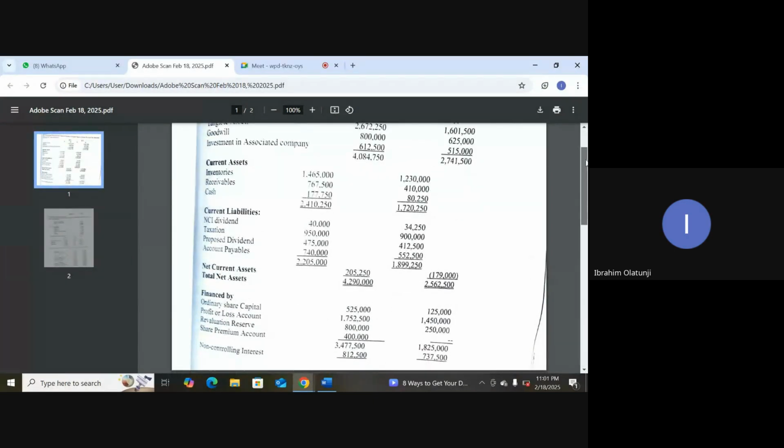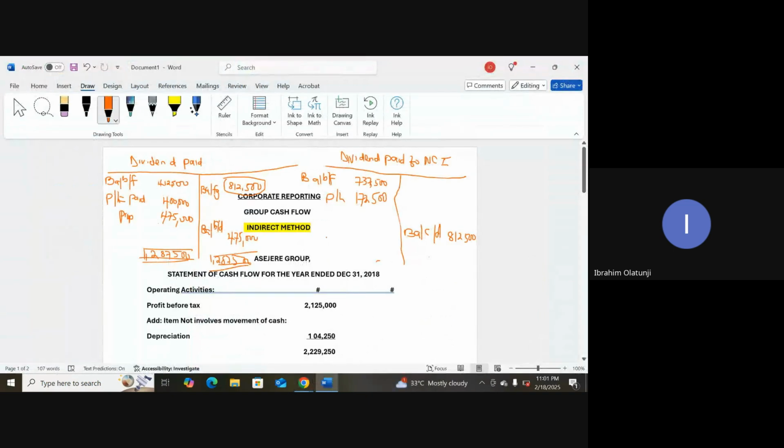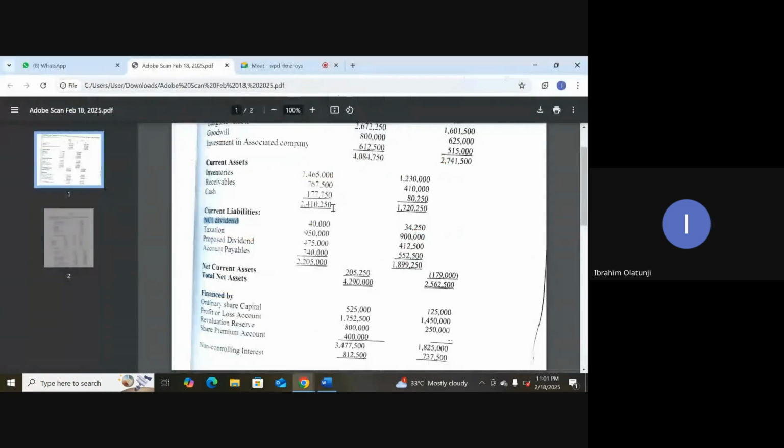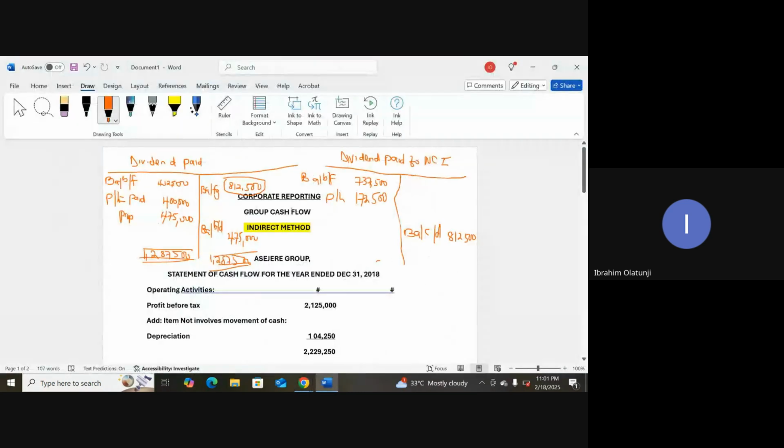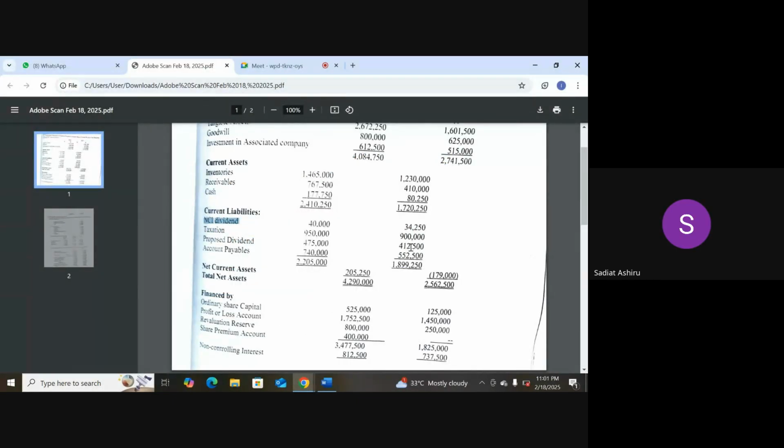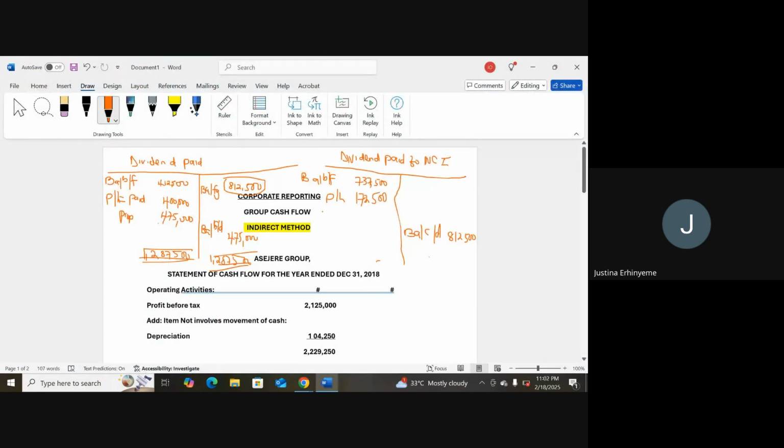So we've picked, you can see now, NCI dividend. How much is that? 1,000. Opening balance is how much? 40,000, that one is opening. That one has both opening and closing because it's a balance sheet item. So what is the opening? Go back to 30, 34 to 50.